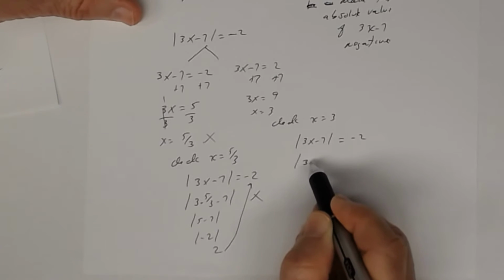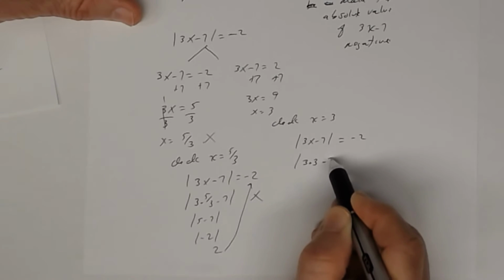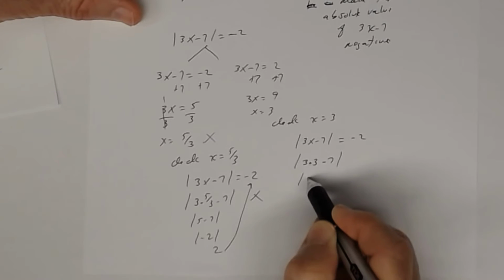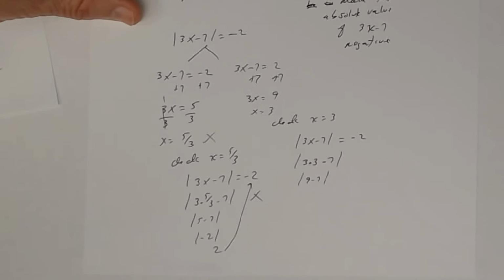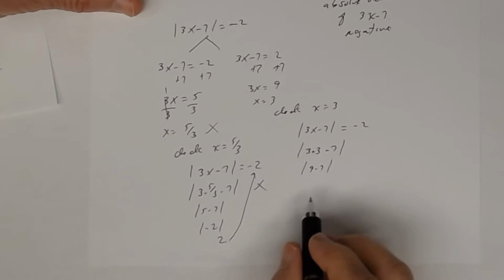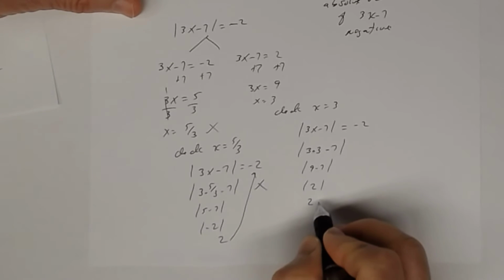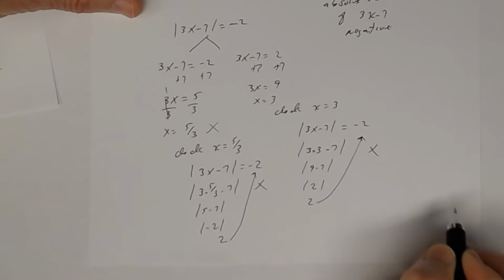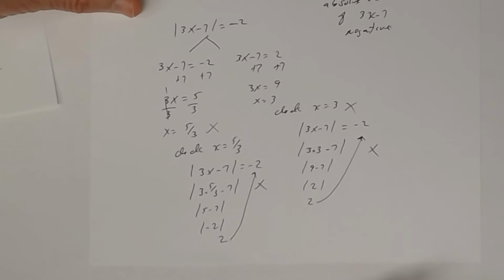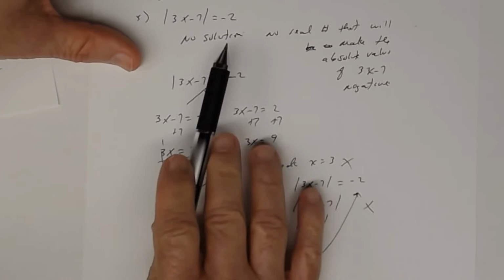You get 3 times 3, that's times, minus 7. 3 times 3 is 9. 9 minus 7 is 2, and the absolute value of 2 is 2, but 2 does not equal negative 2. So that's not a solution either. So that's why you say no solution.